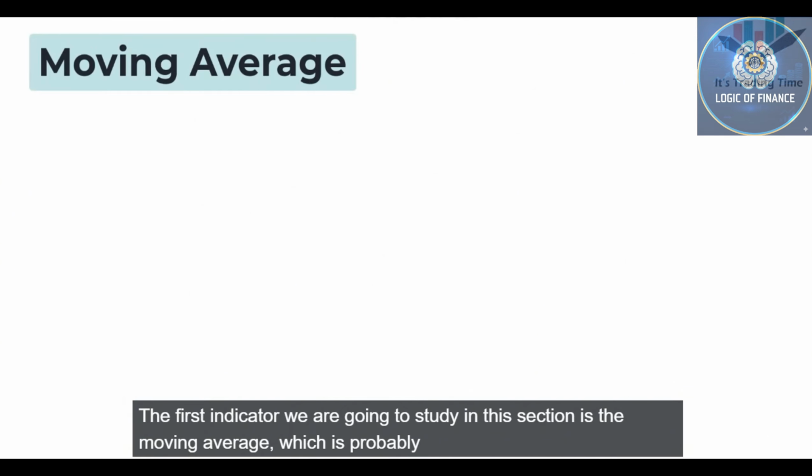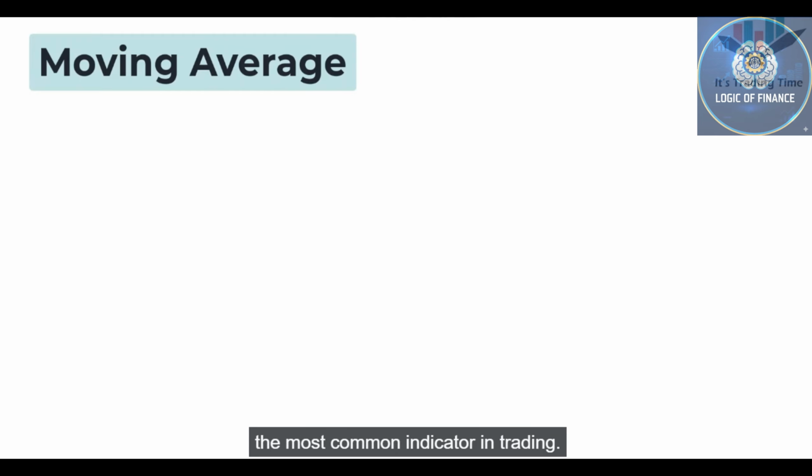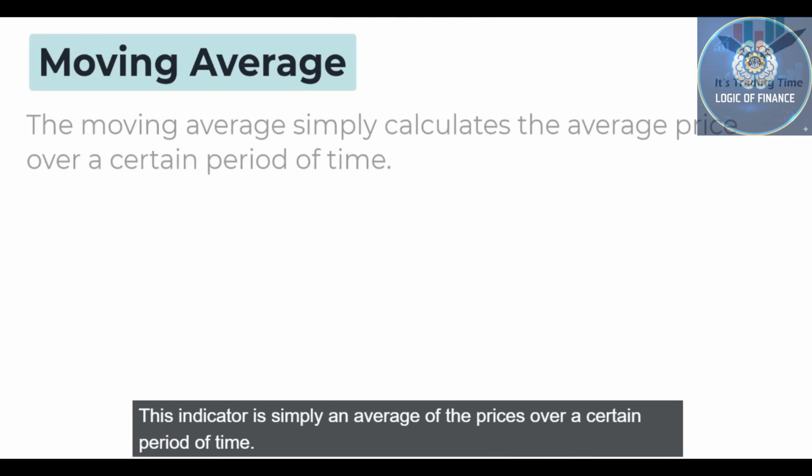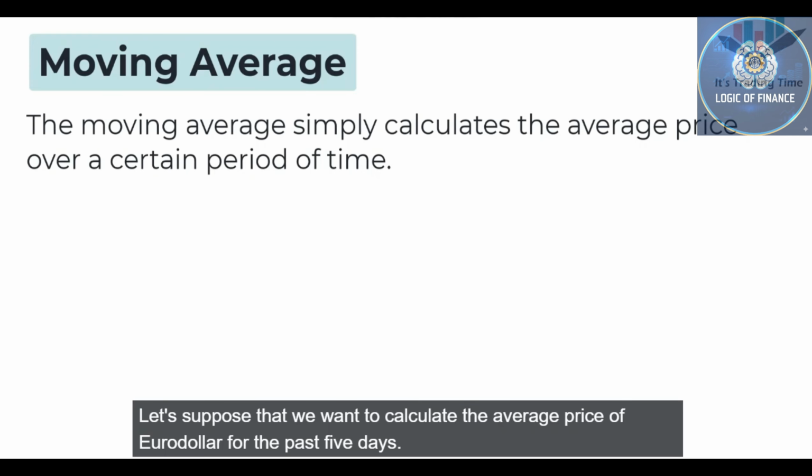The first indicator we're going to study in this section is the moving average, which is probably the most common indicator in trading. This indicator is simply an average of the prices over a certain period of time. Let's suppose that we want to calculate the average price of euro-dollar for the past 5 days.